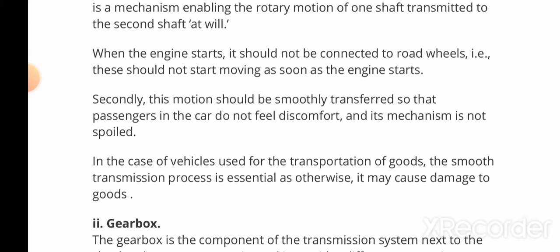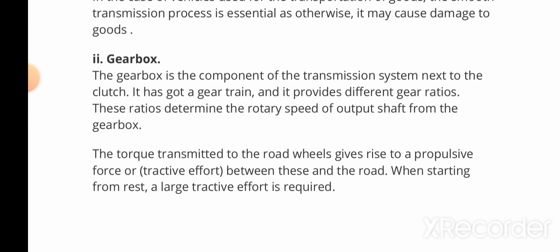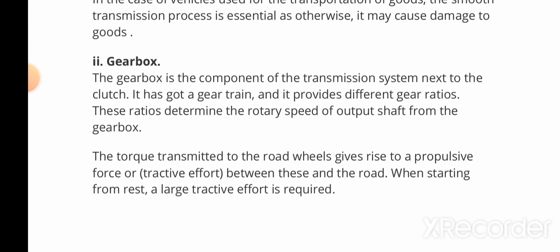In the case of a vehicle used for the transportation of goods, a smooth transmission process is essential, as otherwise it may cause damage to the goods. Here our next topic is the gearbox. The gearbox is a component of the transmission system next to the clutch.